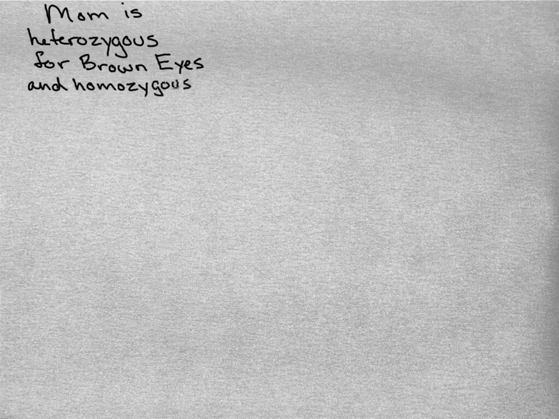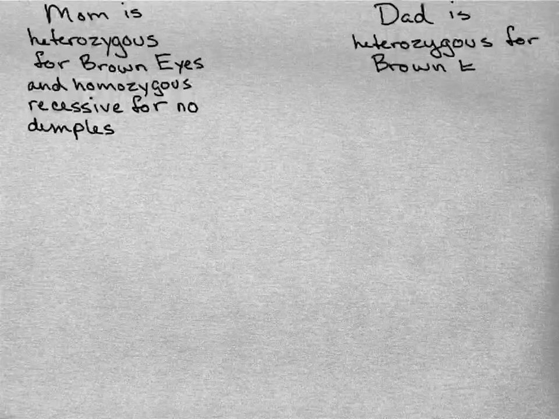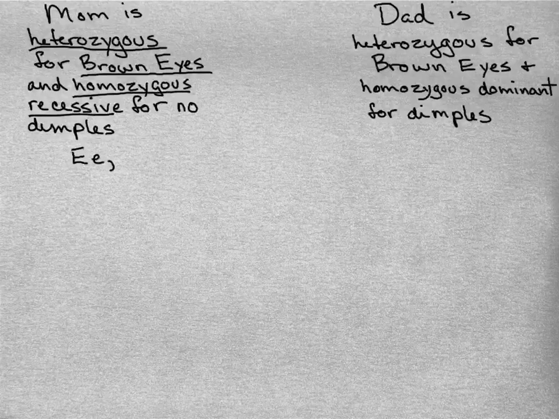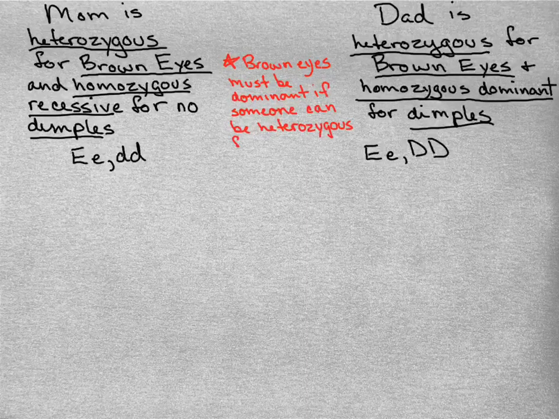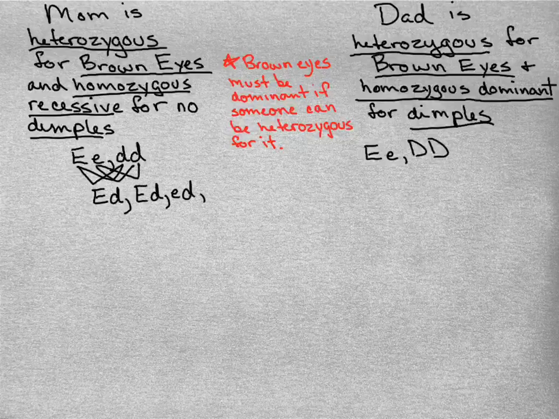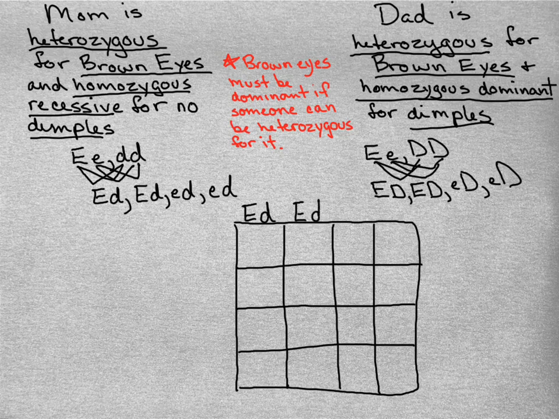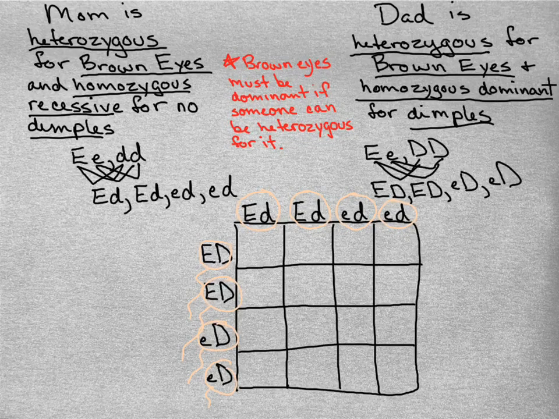All right, so the last slide was a little crowded, so we're going to do a new slide. It's the exact same problem. Now, because brown eyes are heterozygous, we know that brown eyes must be the dominant trait, the dominant phenotype. Okay. So here we are. We have mom's various eggs and dad's various sperm.